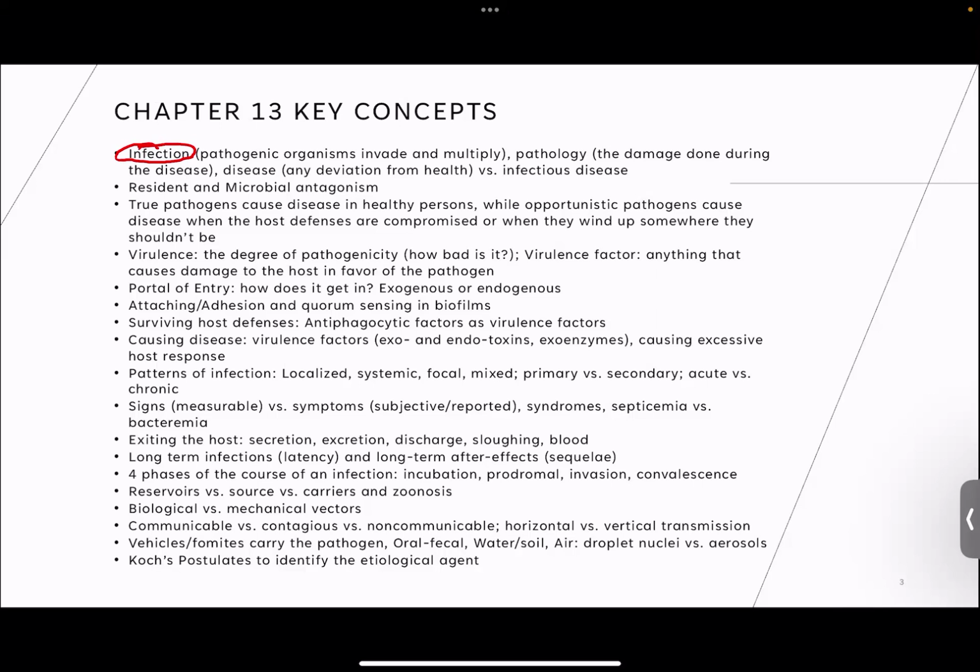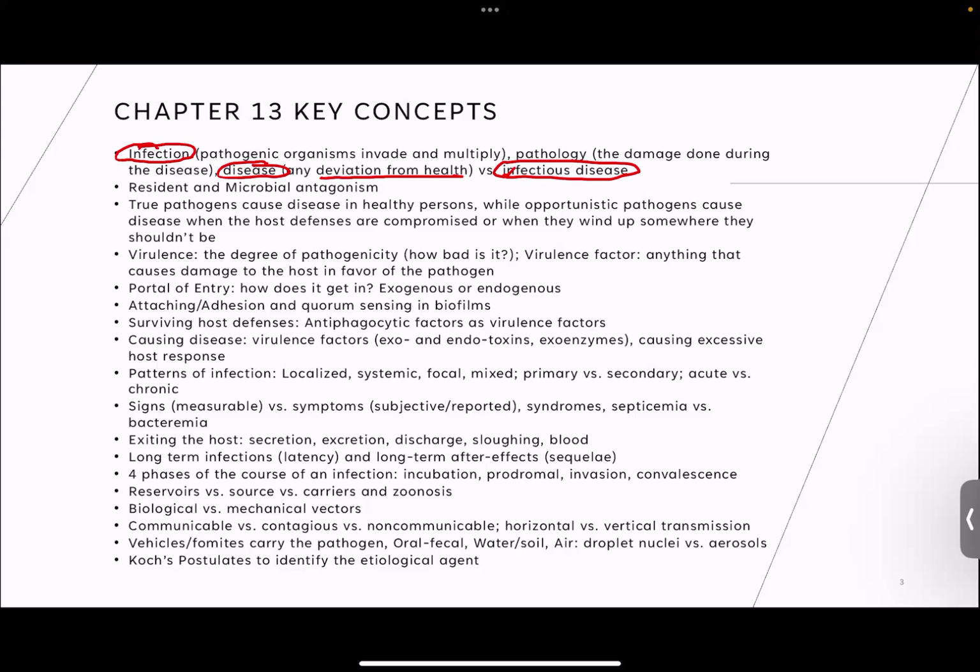And pathology is a term referring to the damage, the disease, what we see as a negative aspect of the infection. Disease is defined as deviation from health. This could be any deviation from health. So even cancer, diabetes, and things like that are still disease. But infectious disease is disease caused by our pathogens, right? And so understanding the difference now, we're breaking down the terms a little bit more in this chapter.